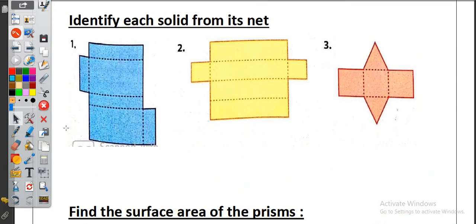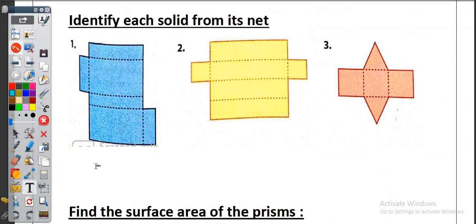Now identify each solid figure from its net. If you fold this shape, what will you have? Yeah, imagine it's like a tissue box. So this shape is called a rectangular prism. What about this one? It is the same thing. It is also a rectangular prism.